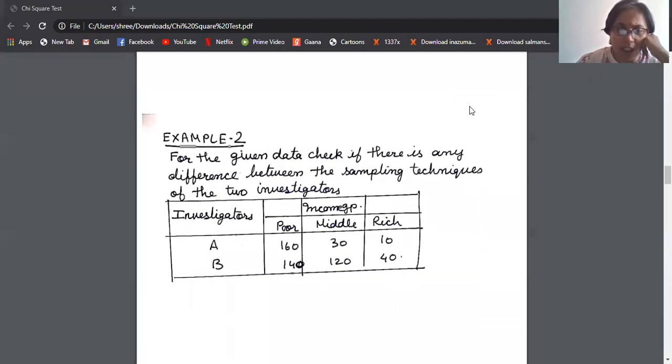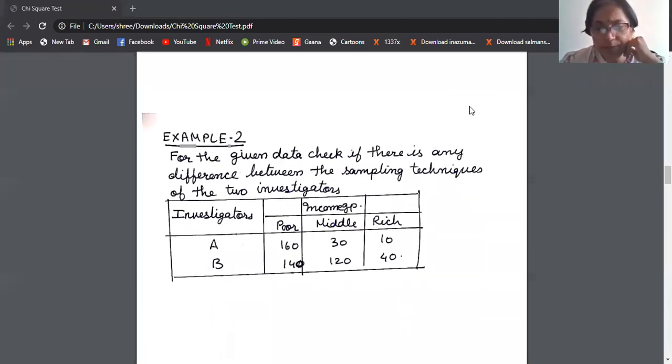Okay, now we go to the second example. The data is given to you. Now the further given data, check if there is any difference between the sampling techniques of the two investigators. There are two investigators, A and B. They took some samples for their study. The sampling techniques were different for A and B.